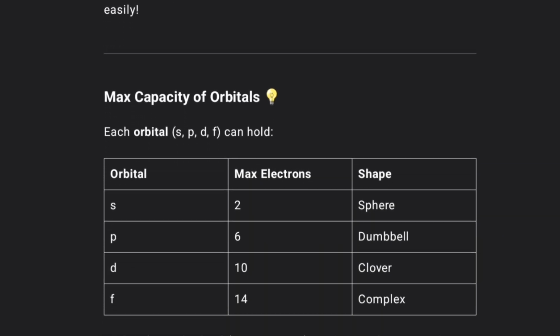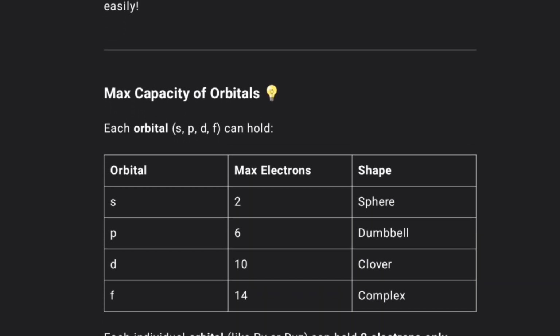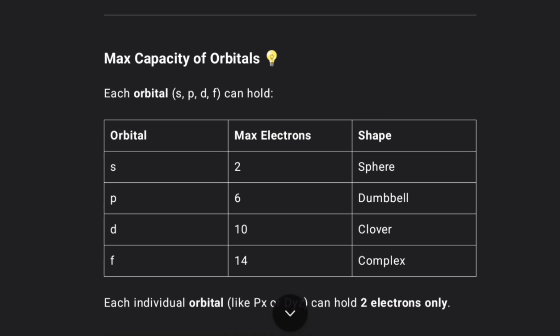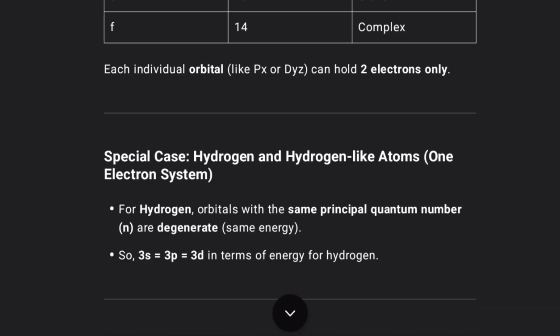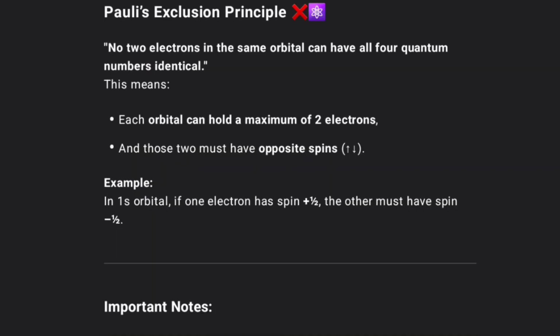Each subshell s, p, d, f can hold a maximum number of electrons: s holds 2, spherical; p holds 6, dumbbell; d holds 10, clover; f holds 14, complex. Each individual orbital, like px or py, can hold only 2 electrons. Special case, hydrogen and hydrogen-like atoms, one-electron systems: orbitals with the same principal quantum number n are degenerate, with the same energy. So 3s equals 3p equals 3d in energy for hydrogen.